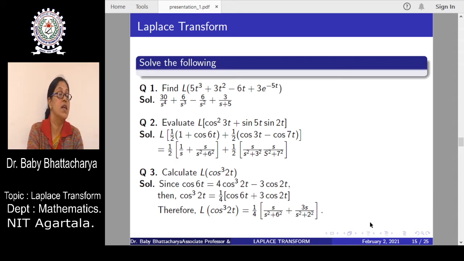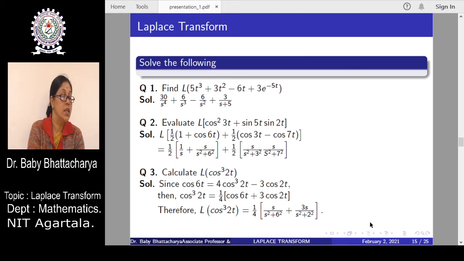So automatically we are getting 6 by s cube, minus 6 times Laplace transformation of t, so it is 1 by s square, plus 3 times Laplace transformation of e to the power at form. So it will be s plus a form, that is 3 by s plus 5. So for the first problem, we have the result: 30 divided by s to the power 4 plus 6 divided by s cube minus 6 divided by s square plus 3 divided by s plus 5.